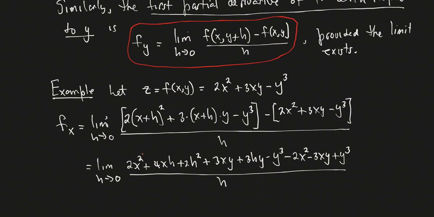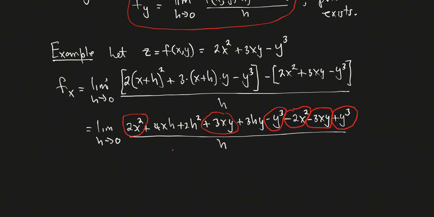Well, I have a 2x squared, and then I have a minus 2x squared, so those will go. I have a minus y cubed, and then I have a plus y cubed. And then there's another term, a 3xy, and then a minus 3xy. So everything that's circled in red, it's gone. Like, magic.